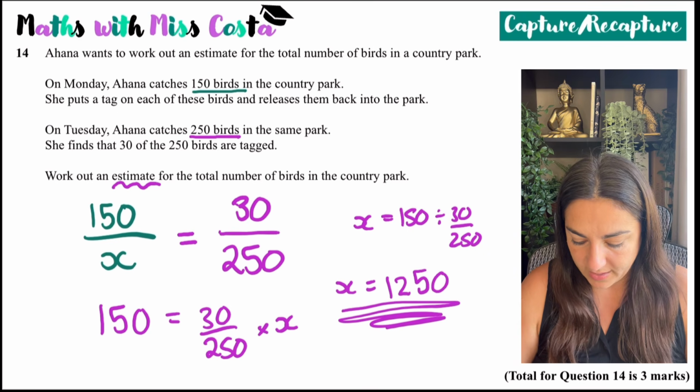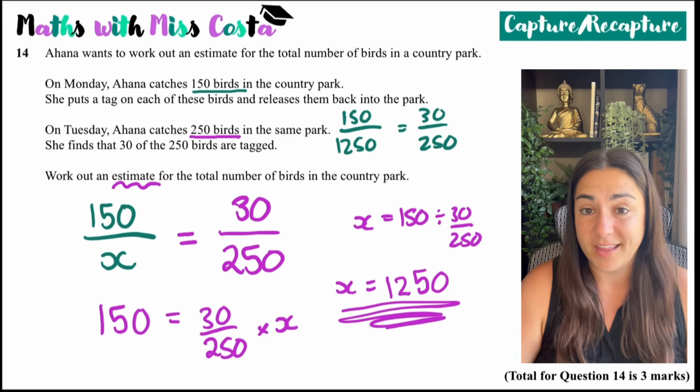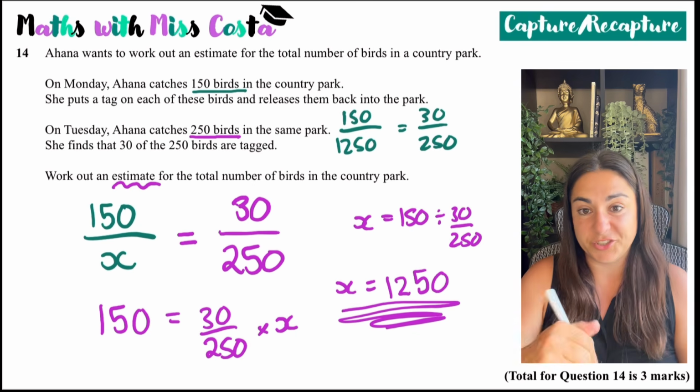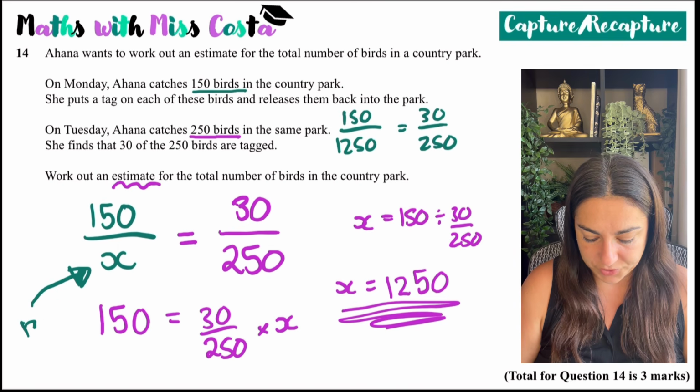If you think about it, 150 over 1,250 is an equivalent fraction to 30 over 250. There are loads of different ways you can do it, but because it's a calculator paper, the quickest way is just to rearrange the formula to figure out what X is. And remember that X is the total population.